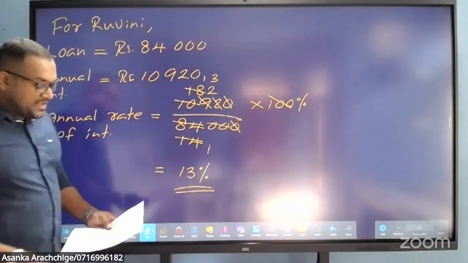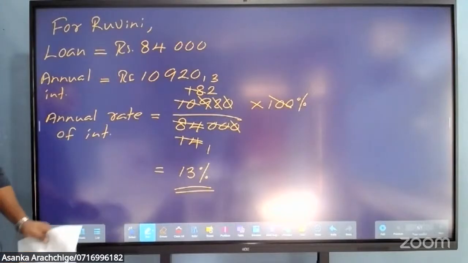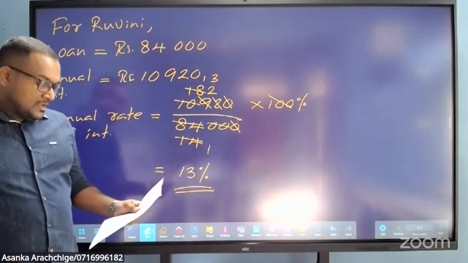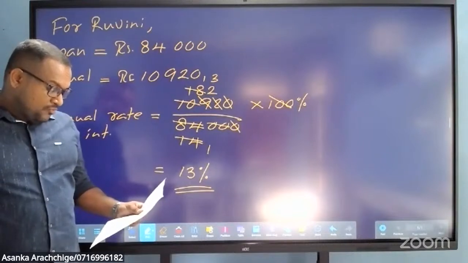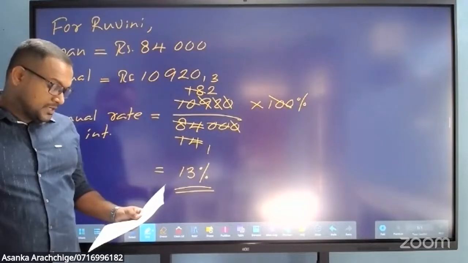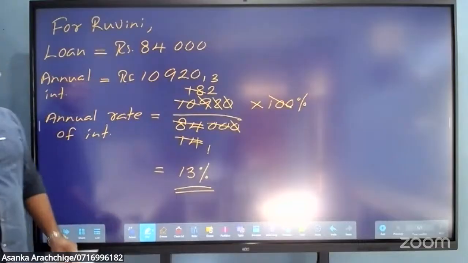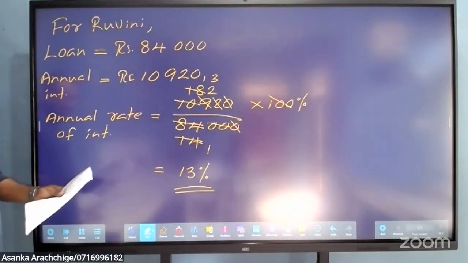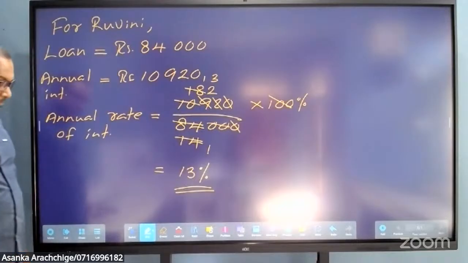Then we have to find the annual rate of interest charged from Manel when she buys the item under hire purchase. What rate has been charged from Manel?